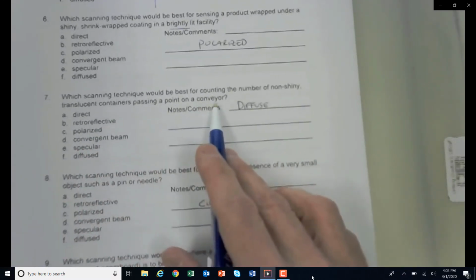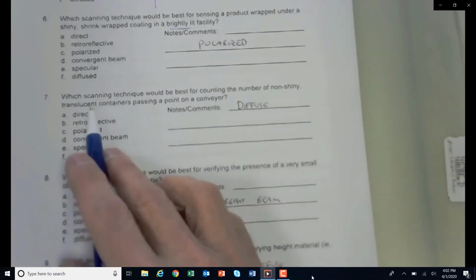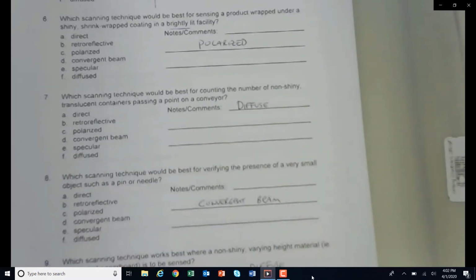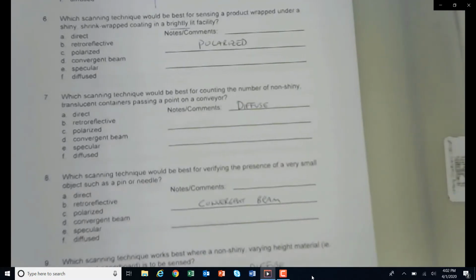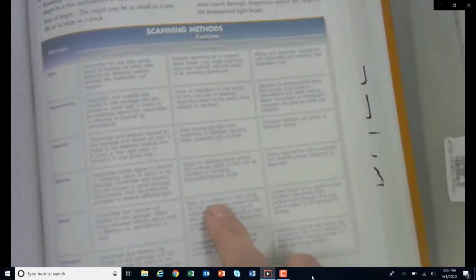So now these are non-shiny, they pass a little bit of light, and then they're going on a conveyor. So I've got diffuse on this one, and if I look at my book again on page 513, ease of installation, wiring on only one side is required, that's good. Exact alignment is not critical. Best scanning technique for transparent or translucent materials, it says, for the diffuse.